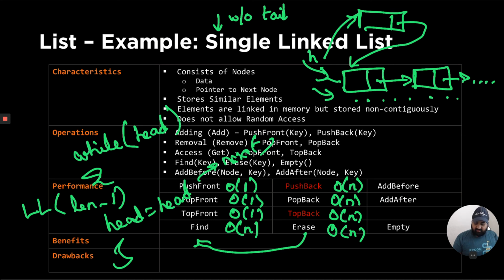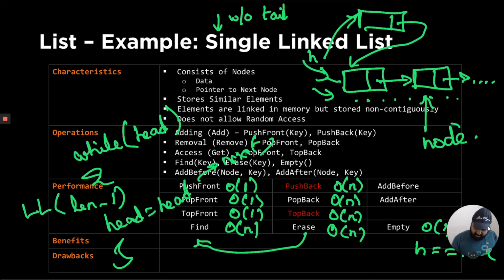What about empty? This should be O(1) because we'll just check if head is equal to null and we stop. And then we have these two different functions, add before and add after. Let's say we talk about add before, and you have access to this node. If you want to add a node right before this, the pointer is actually pointing in this direction, on the right-hand side.